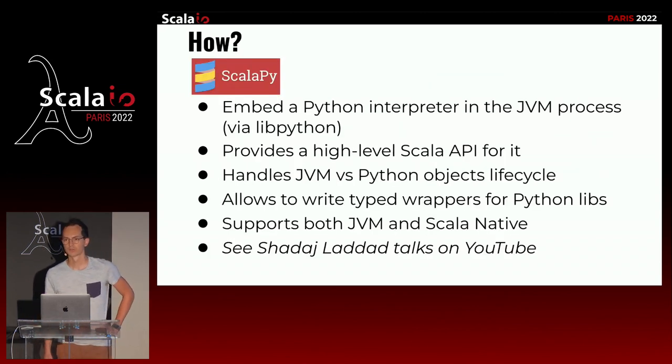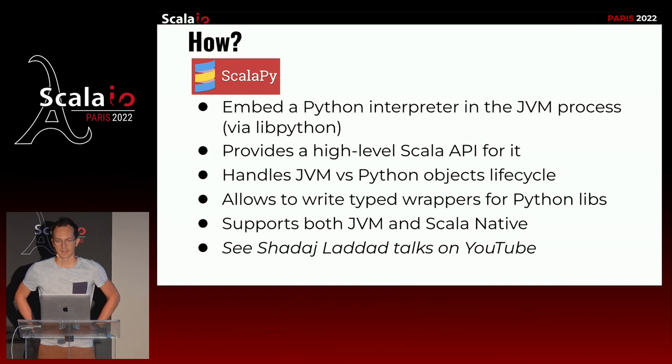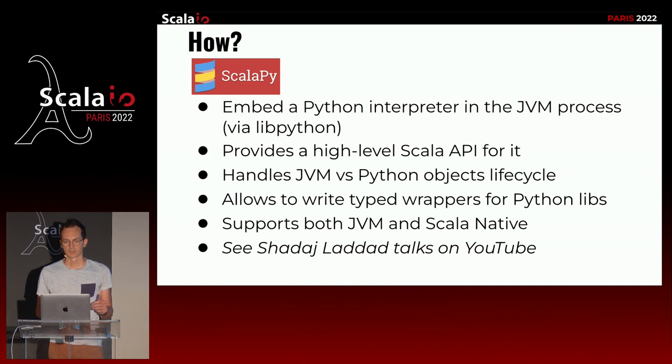So for that, I'm going to use the ScalaPy library. ScalaPy is a project started by Shadaj Laddad a few years ago already. And the idea of ScalaPy to do Python from Scala is to embed a Python interpreter in the JVM process. So basically, ScalaPy loads a library called libpython, which ships with Python. And ScalaPy provides a high-level API for it. So in particular, as we have a JVM and a Python in the same process, we have objects managed by the JVM, by its GC, and objects managed by refcounting from Python. And ScalaPy handles synchronizing things that are supposed to live on both sides.